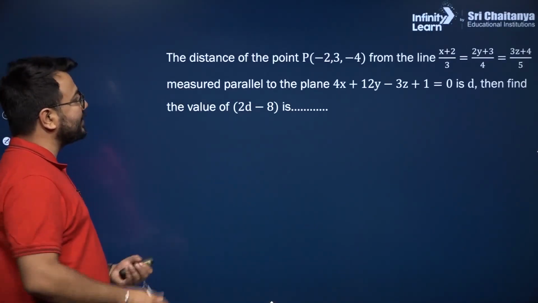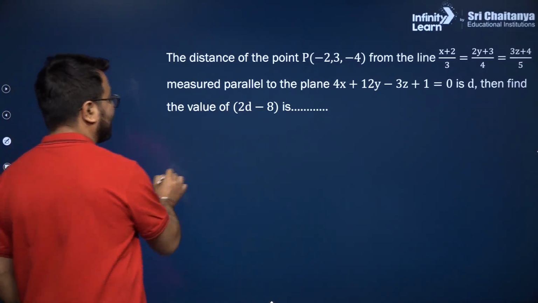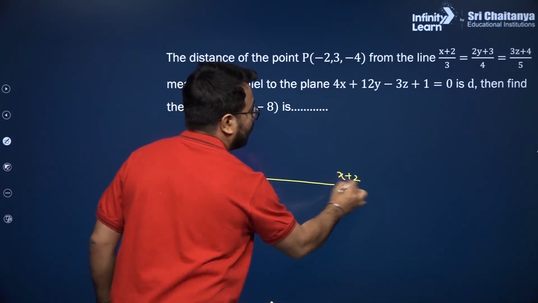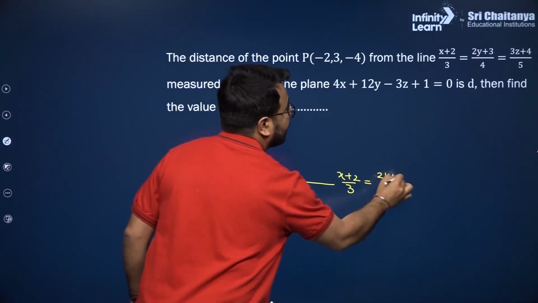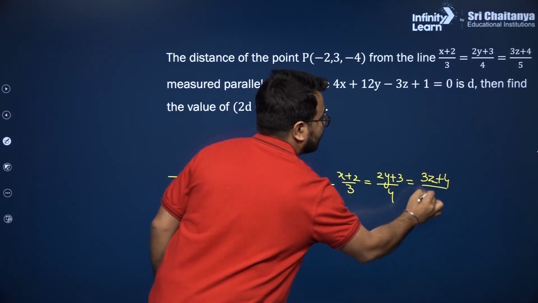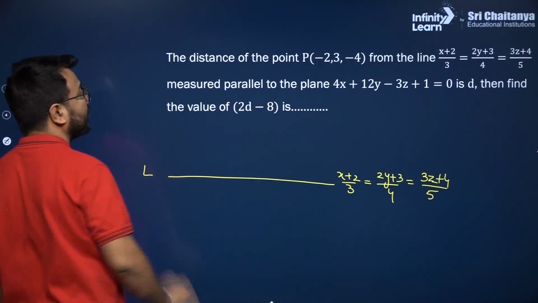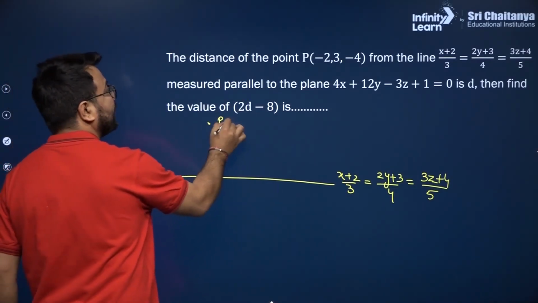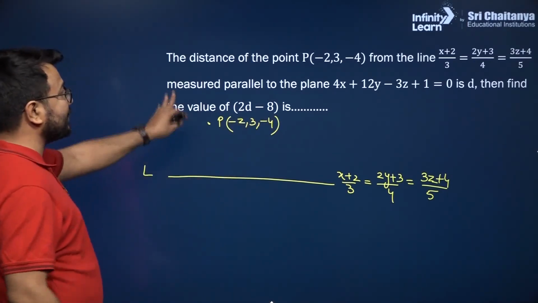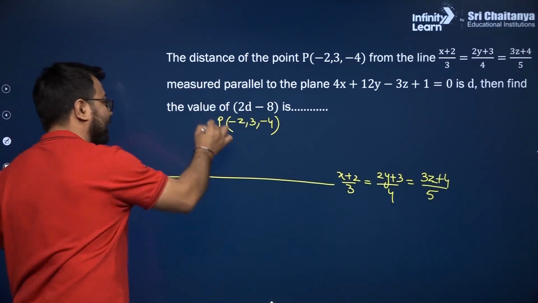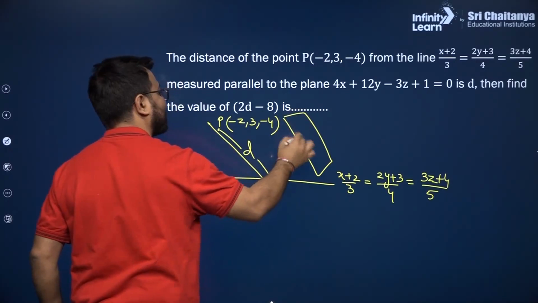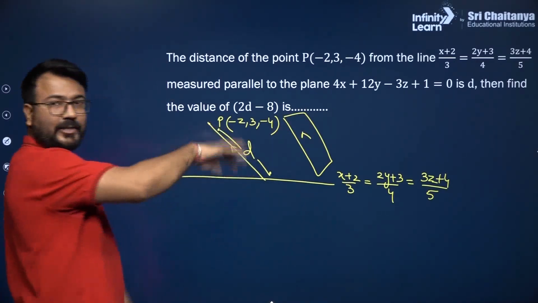Moving to the next question, the distance of the point from the line. There is a line given to us which has the equation (x plus 2) over 3, (2y plus 3) over 4, (3z plus 4) over 5. So this is a line given to us by L. There is a point P, (minus 2, 3, negative 4), and we need to find the distance from the line measured parallel to the plane. So basically I need to get this distance where one plane is also given to us. So parallel to this plane, I need to actually get this distance.